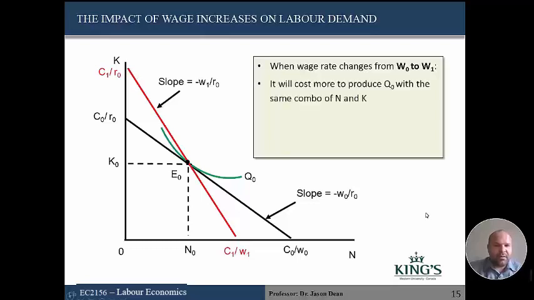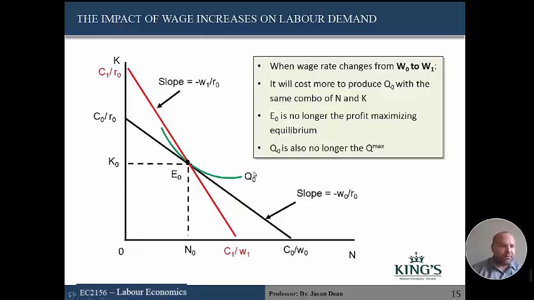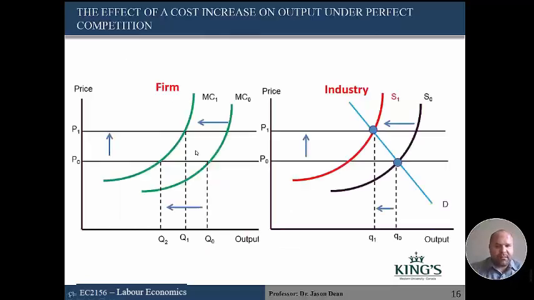Now the thing is, it's going to cost more now to produce Q0 with the same combination of N and K. Not only that, this point E0 now, or actually more specifically Q0, is not the profit maximizing quantity anymore. Okay, costs have increased, and so the firm will want to produce less. Let's look at that more closely.